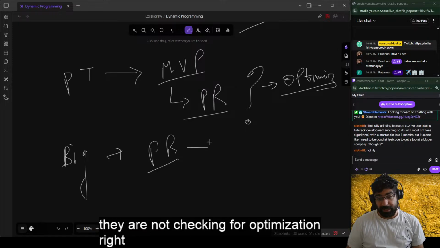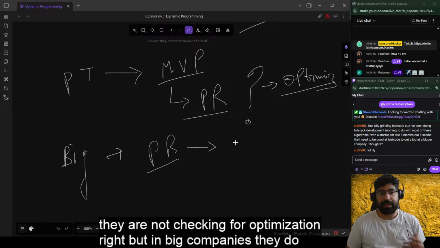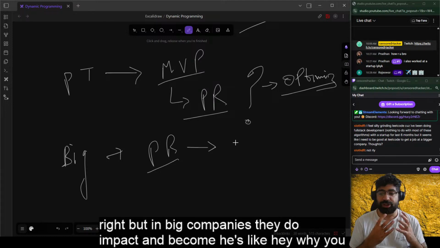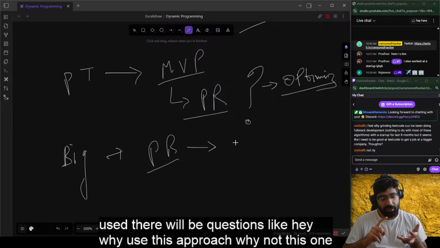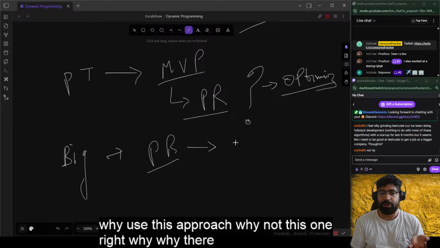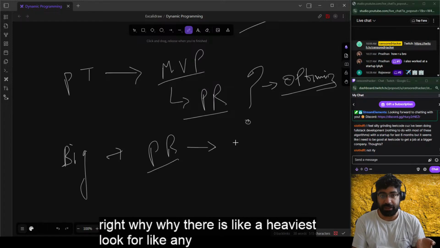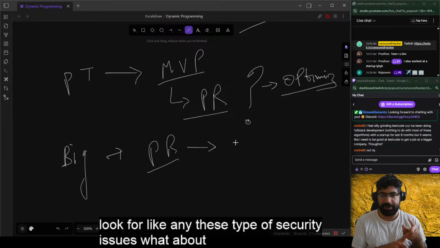But in big companies, they do. They are like, hey, why did you use this approach? Why not this one? Have you looked for these types of security issues? What about this problem, this problem?